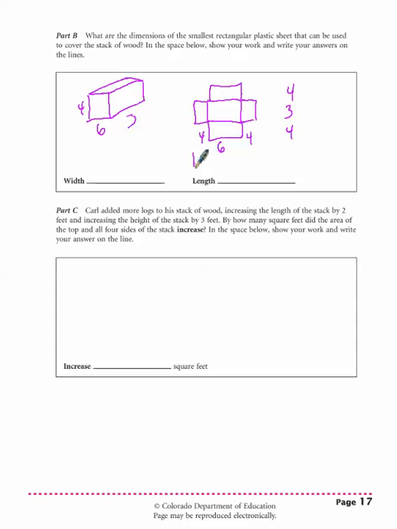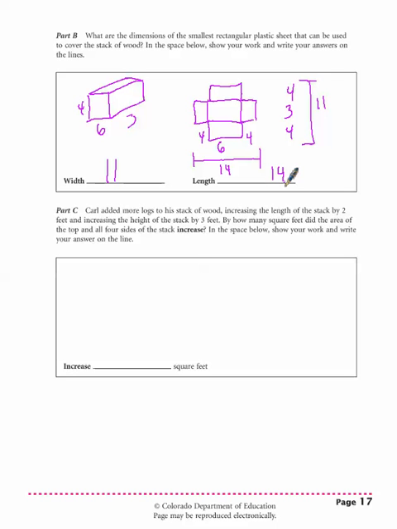So now I just have to add these together. The distance from here to here is going to be 14. The distance from here to here is going to be 11. So now it definitely said the width is shorter. So the width has to be 11, and the length has to be 14. Again, if you didn't read the directions and you switched them, I don't feel bad for you.